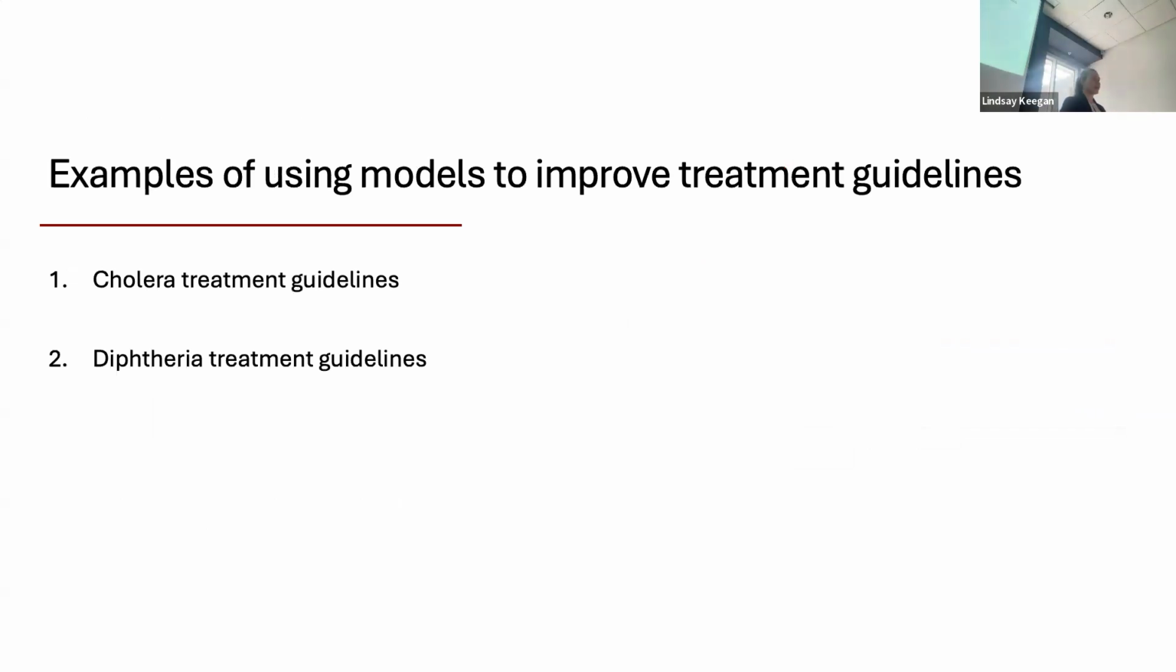And so I'm going to give 2 examples of how my research program has been using models to improve treatment guidelines. The first one is a completed project. So we'll be talking about cholera treatment guidelines, working with Médecins Sans Frontières and the Global Task Force for Cholera Control. And the second one is in progress work, and I'm going to leave you hanging a little bit. It's on diphtheria treatment guidelines. So we started out working with the WHO, and this has turned into an R01 submission that's going in next week. So sort of leaves you hanging on that because it's not done yet.